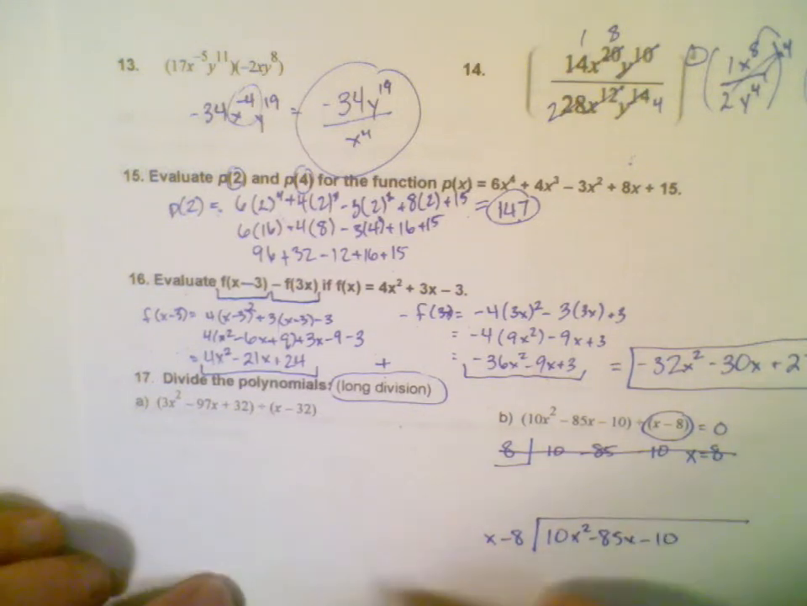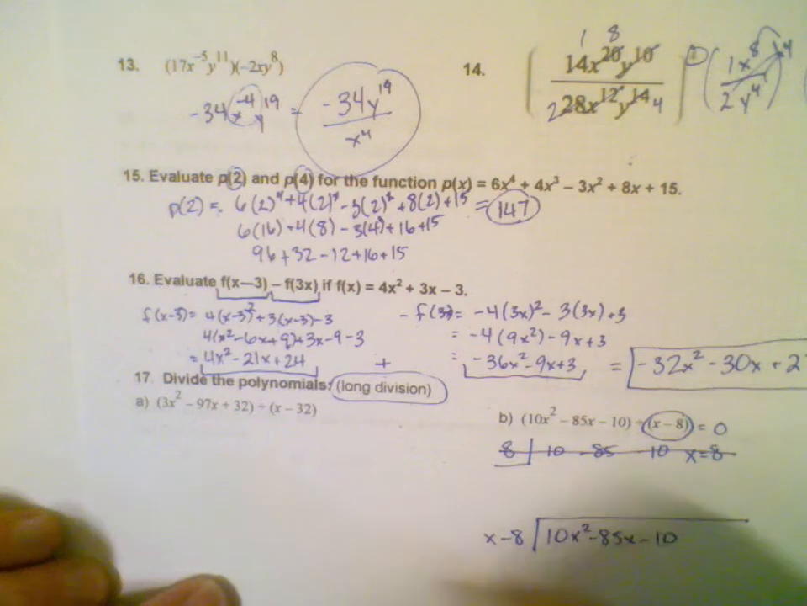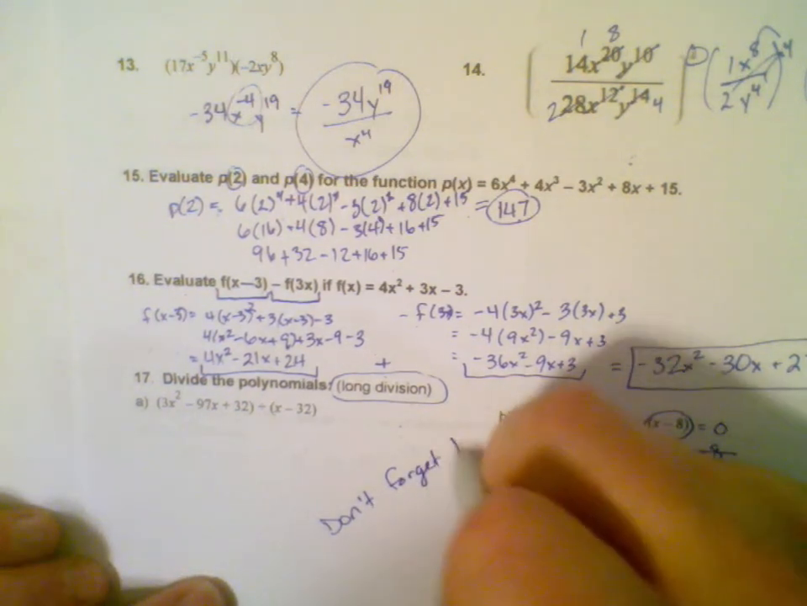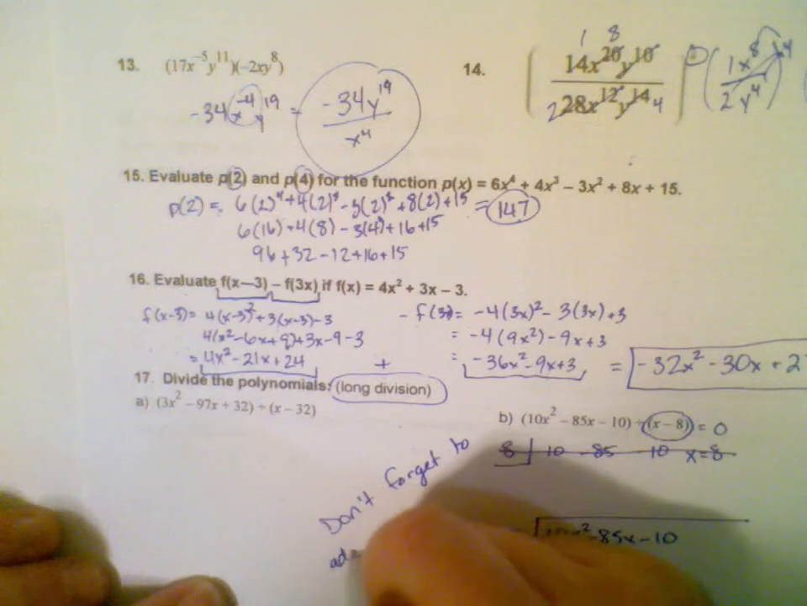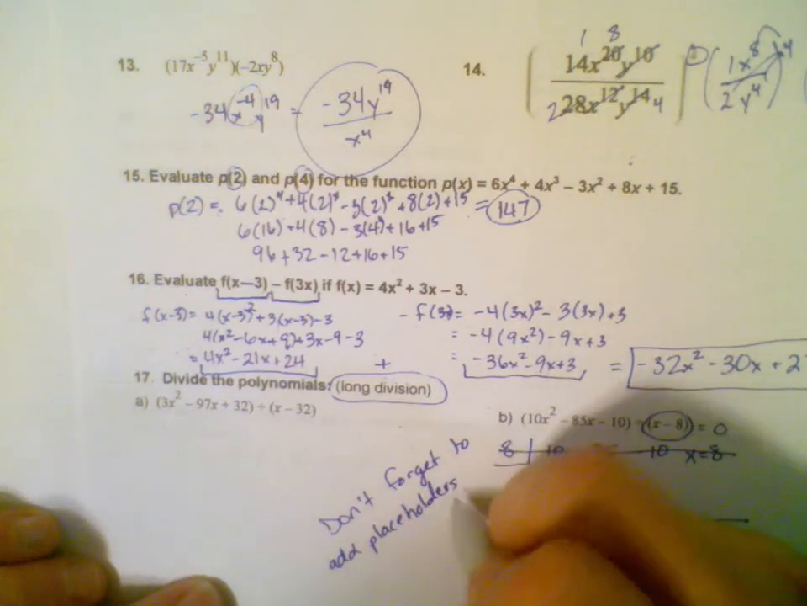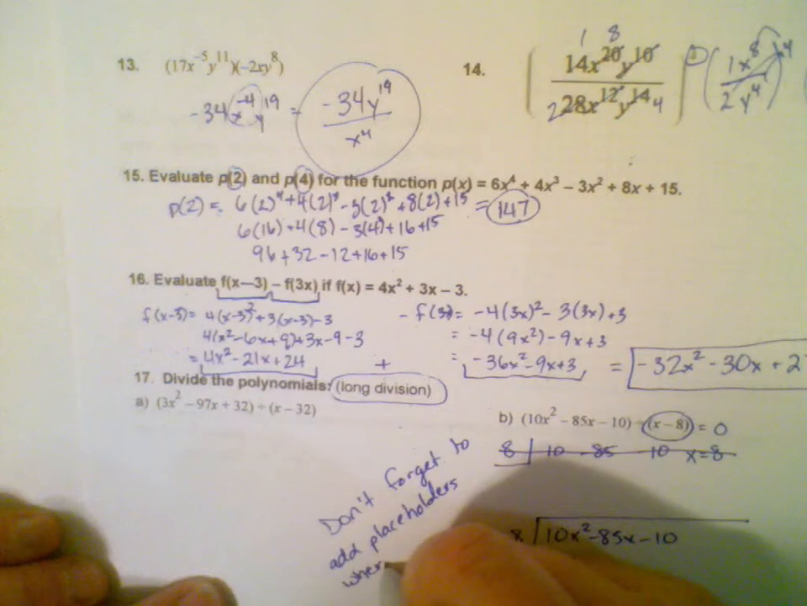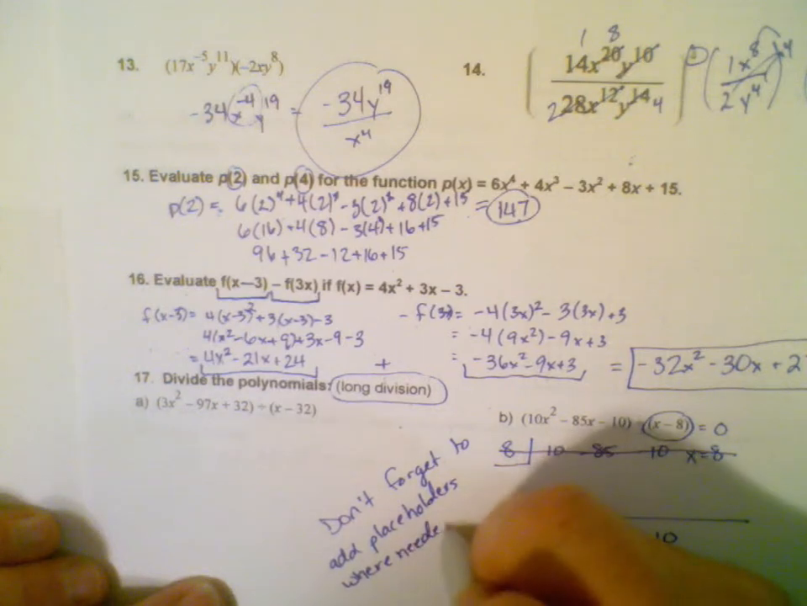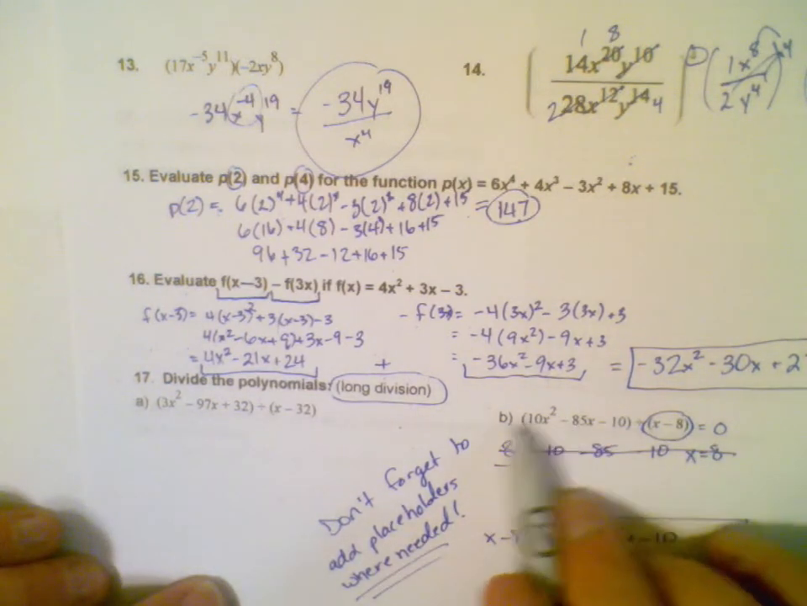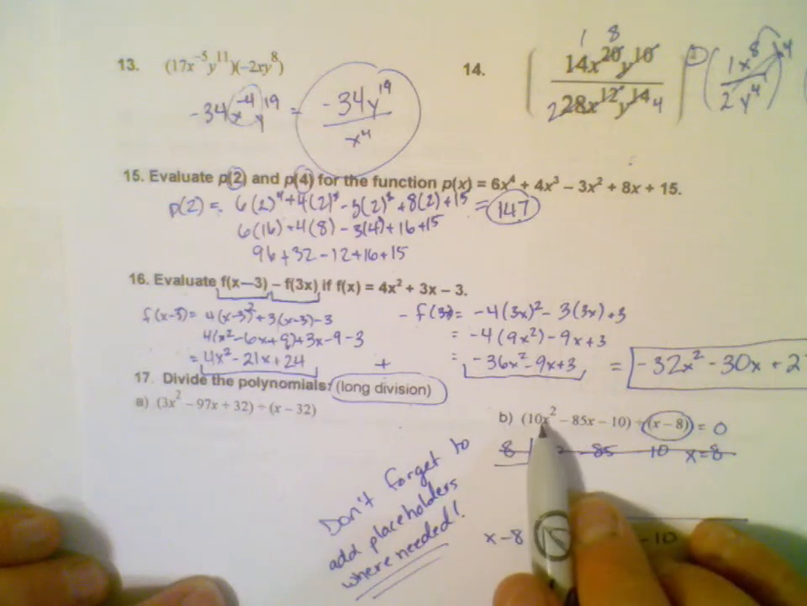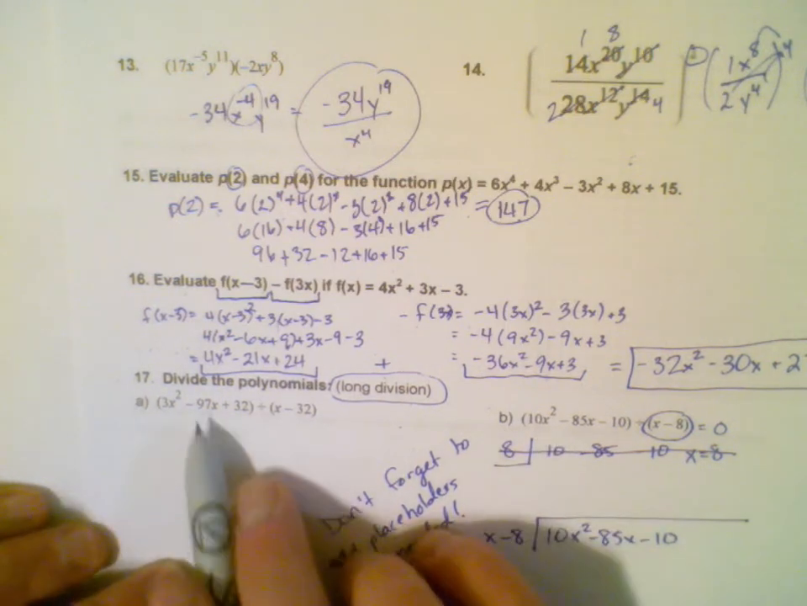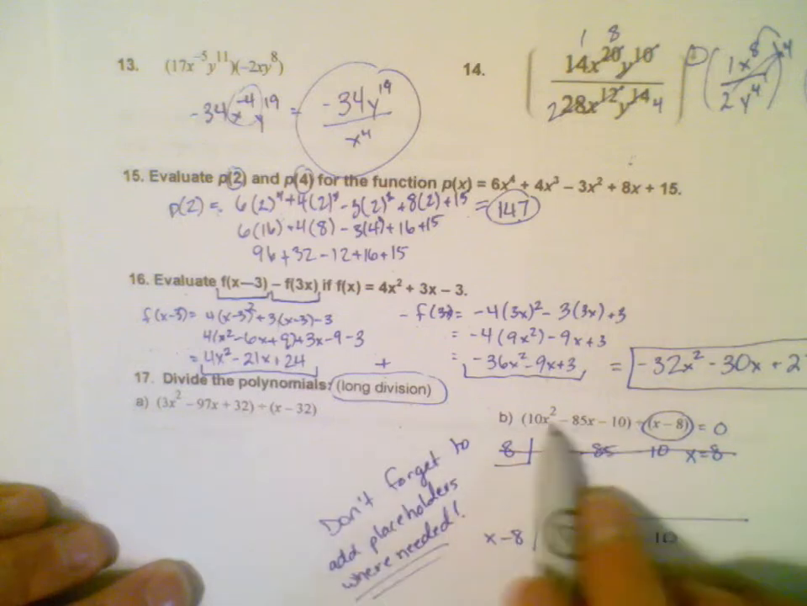The thing that you have to remember when you're doing long or synthetic division, don't forget to add placeholders where needed. That's for both of them. So if you're missing, say we had an x cubed and we were missing an x squared, then we'd have to have a 0x squared in there somewhere, alright? But these ones are both good, so you don't have to add any placeholders in here.